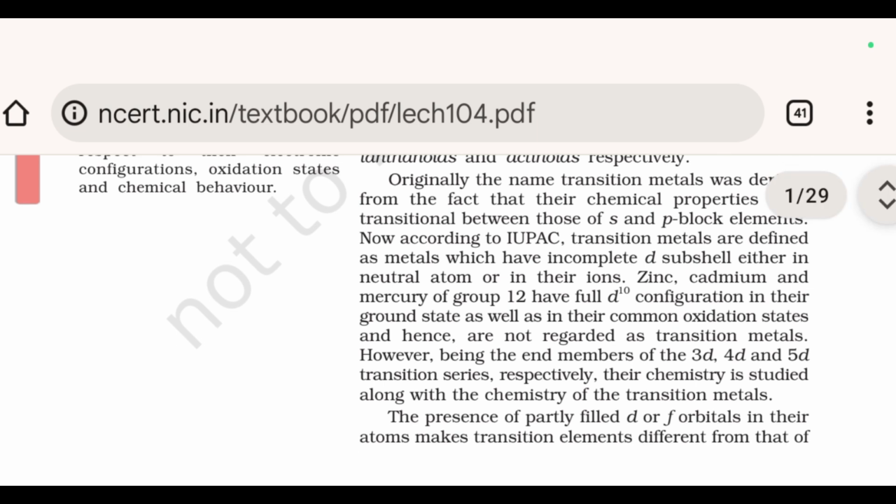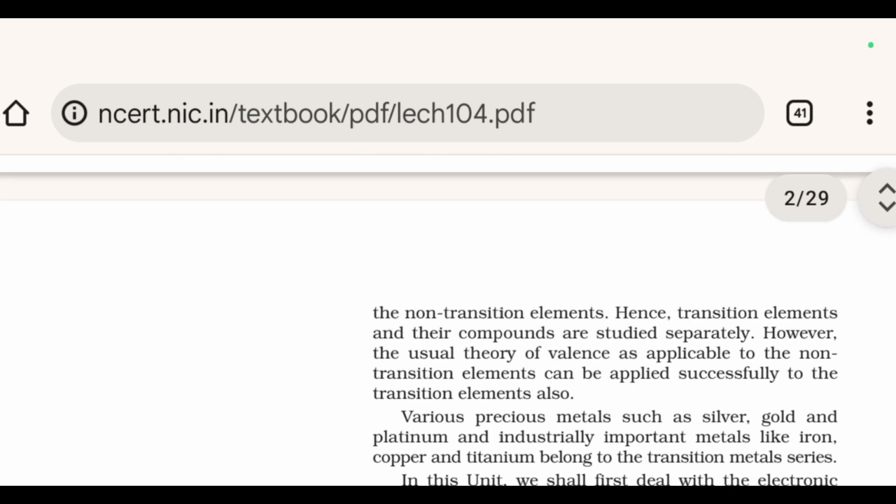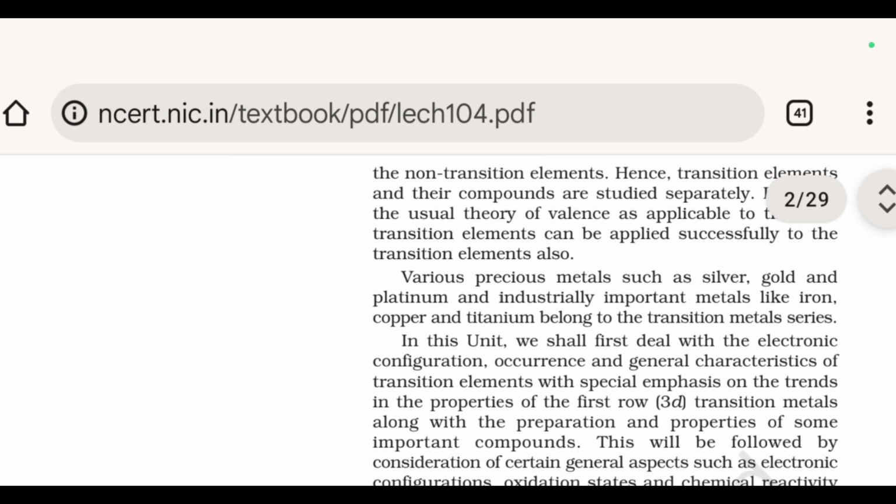However, being the end members of the 3d, 4d and 5d transition series respectively, their chemistry is studied along with the chemistry of the transition metals. The presence of partly filled d or f orbitals in their atoms makes transition elements different from the non-transition elements. Hence, transition elements and their compounds are studied separately. However, the usual theory of valence as applicable to the non-transition elements can be applied successfully to the transition elements also. Various precious metals such as silver, gold and platinum, and industrially important metals like iron, copper and titanium, belong to the transition metal series.